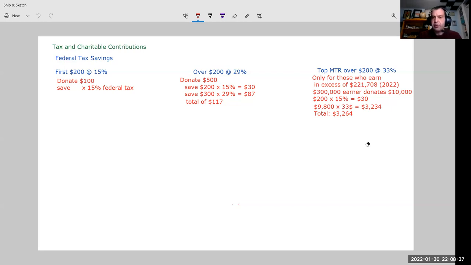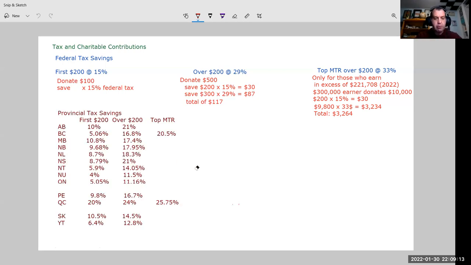And then probably the most confusing part of this is for those who earn in the very highest tax bracket, over $221,708 federally for 2022. Say a $300,000 earner donates $10,000. This person is clearly in excess of that $221,708, so they're going to save at 33%. That's their top tax bracket as well. So they would get the first $200 at 15%, and then they would get $9,800 at 33%. Sorry, that should be a percent sign there. Apologies for that. That's $3,264 of total tax savings.